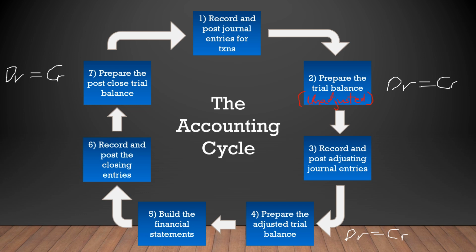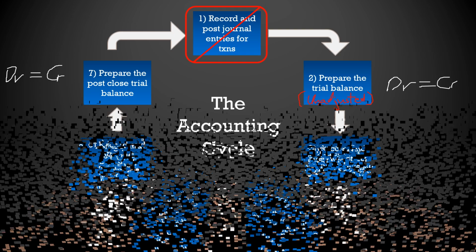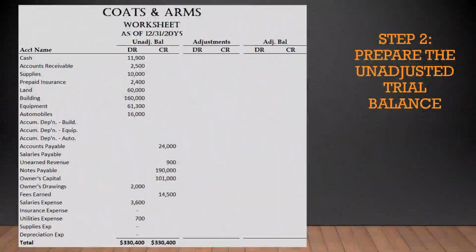For the purpose of this example, let's imagine we've already recorded and posted our journal entries as they occurred during the month. Oftentimes, our trial balances will be prepared by updating a single worksheet. Here we see the unadjusted trial balance presented in the center of this spreadsheet. We have all the accounts listed along the side, along with their respective debit and credit balances.